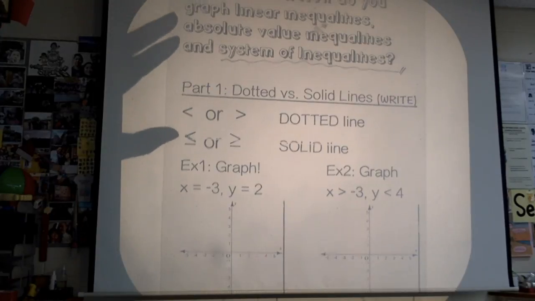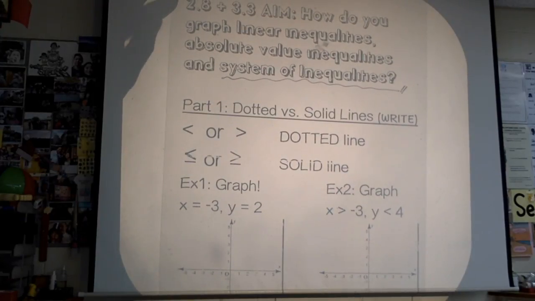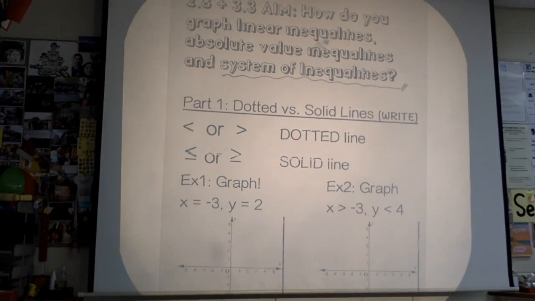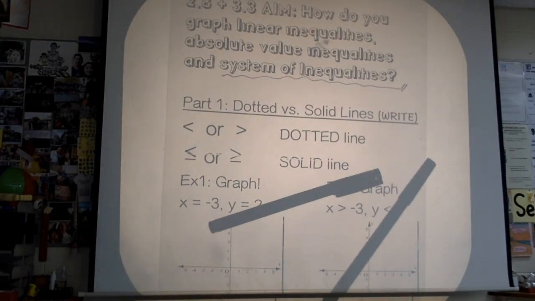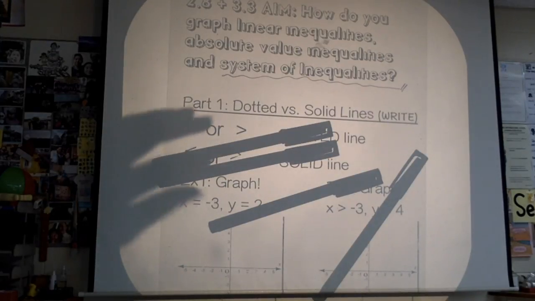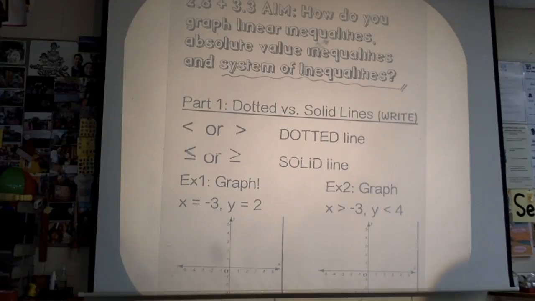Follow along, please. All right, 2.8, 3.3, the aim is how to graph linear inequalities, absolute value inequalities, and systems of inequalities. Ooh, a little bit more exciting. For this lesson, I'm also going to use a lot of different color pens, to keep it kind of exciting and fun. So please follow along. If you have some, you can also follow along with different color pens and pencils.